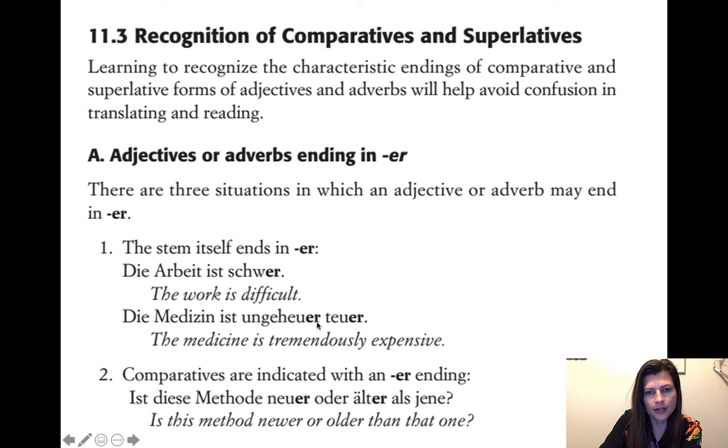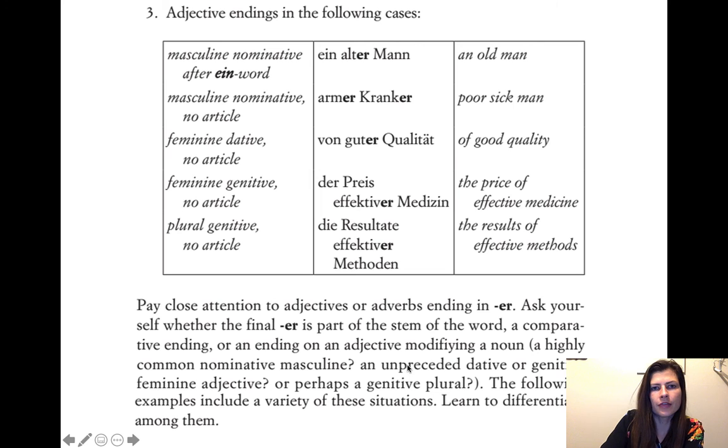So ungeheuer is an adverb here, adjective or adverb, and it ends. Ungeheuer is the whole word, and that's just how it ends, tremendously or enormously. And then teuer is a word meaning expensive. That's just the end of the word. And then, when you make a comparative, we want to add the -er. So neu becomes neuer, alt becomes älter. Comparatives, -er endings. And then adjective endings: there's a lot of adjective endings that are also -er.